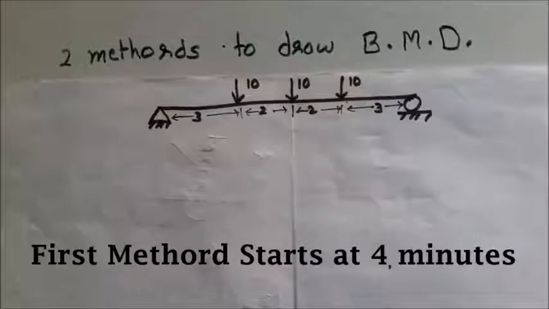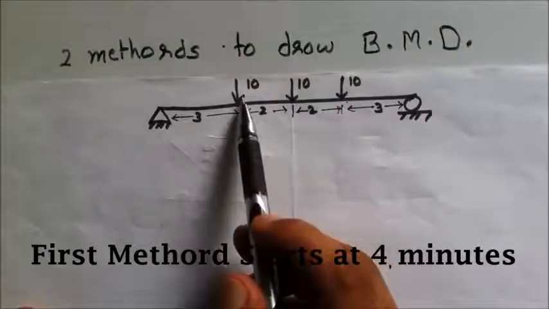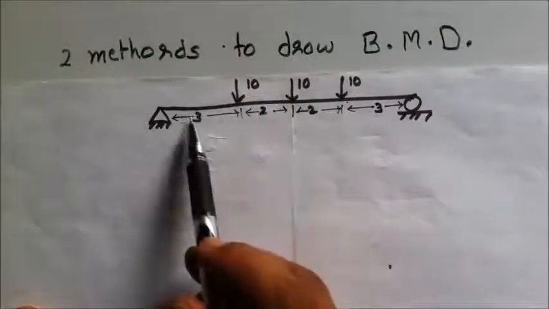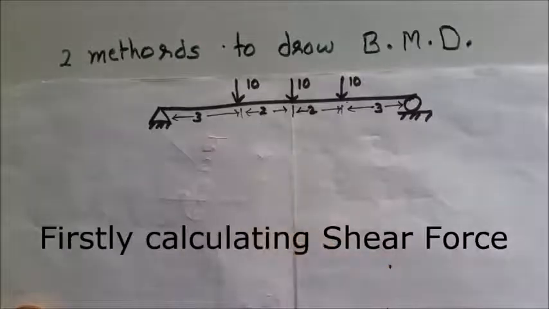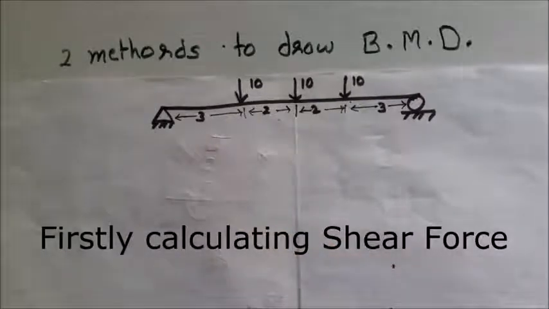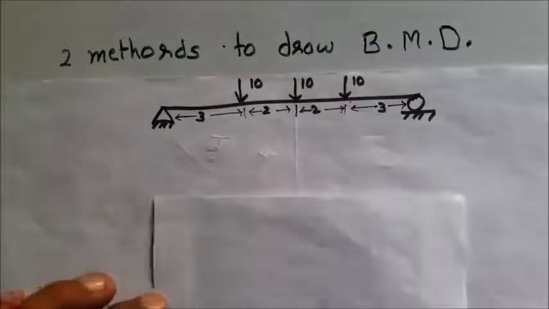In this lecture, we will be discussing two methods to draw bending moment diagram. Here we are having a beam with three concentrated loads of 10 kilonewton at a distance of 3 meter and 2 meter from the edges. Now, for drawing shear force diagram, we need to know the reaction forces. So, the first rule is reaction forces.